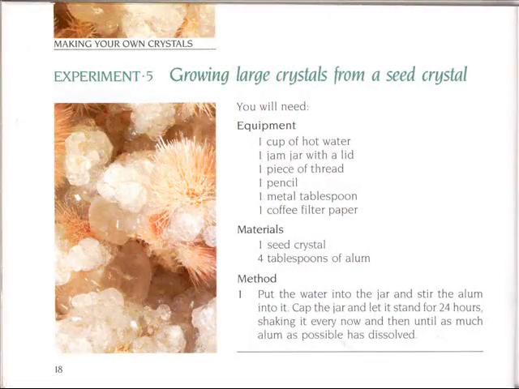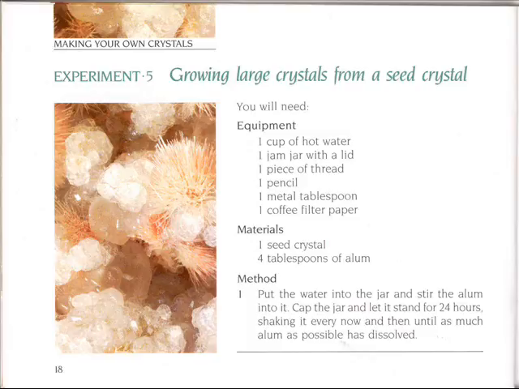Experiment 5. Growing large crystals from a seed crystal. You will need equipment: 1 cup of hot water, 1 jam jar with lid, 1 piece of thread, 1 pencil, 1 metal tablespoon, 1 coffee filter paper. Materials: 1 seed crystal, 4 tablespoons of alum. Put the water into the jar and stir the alum into it.